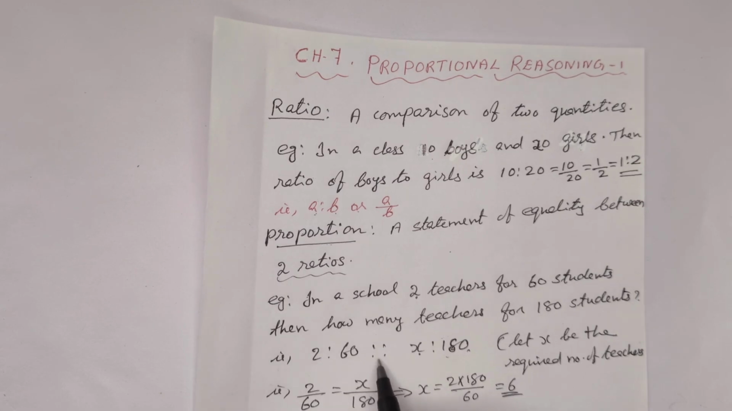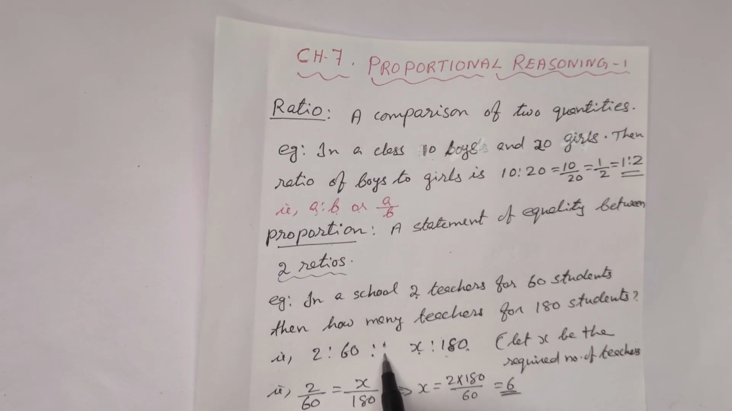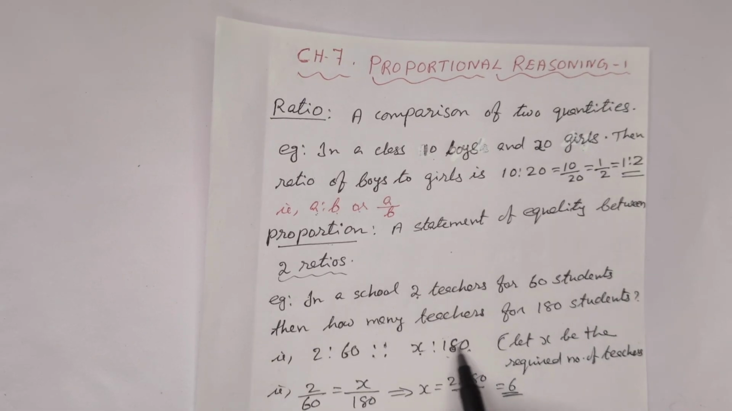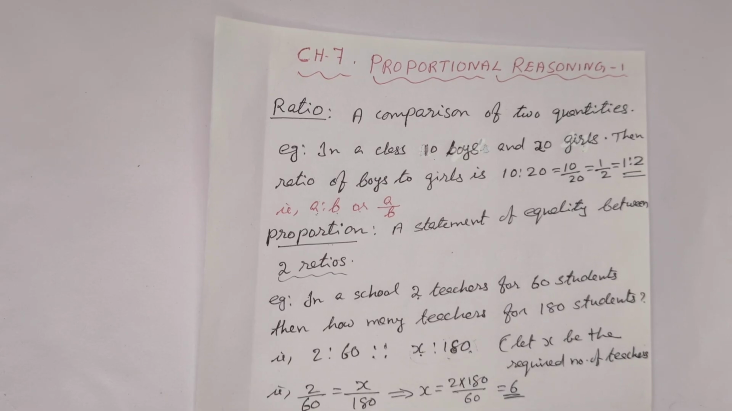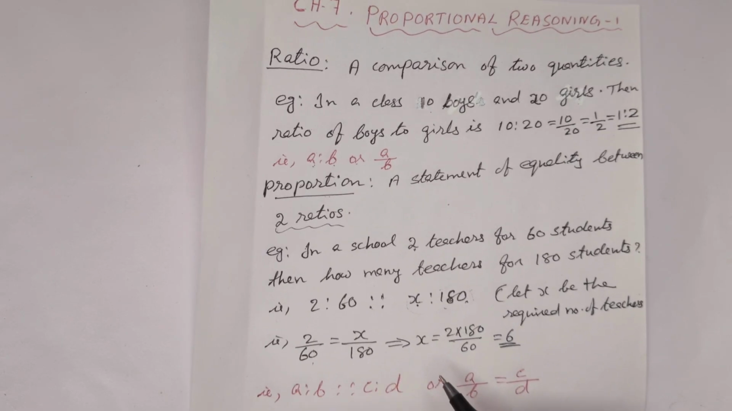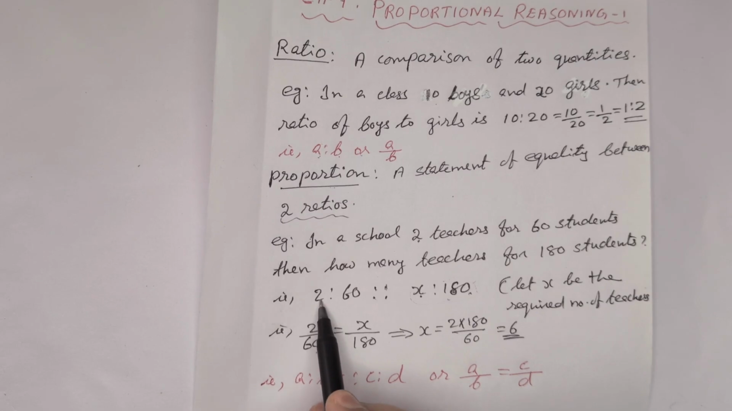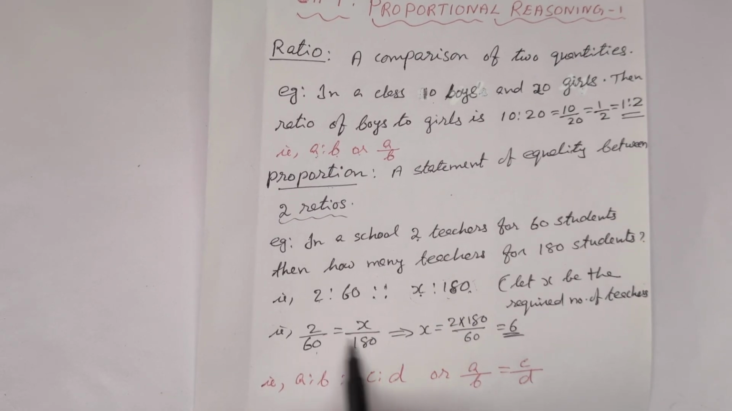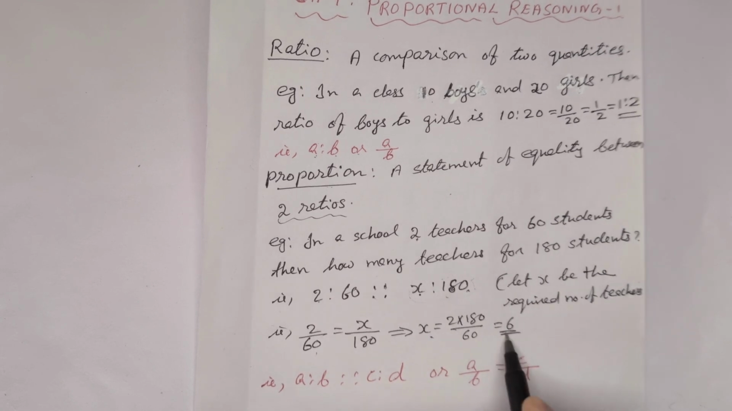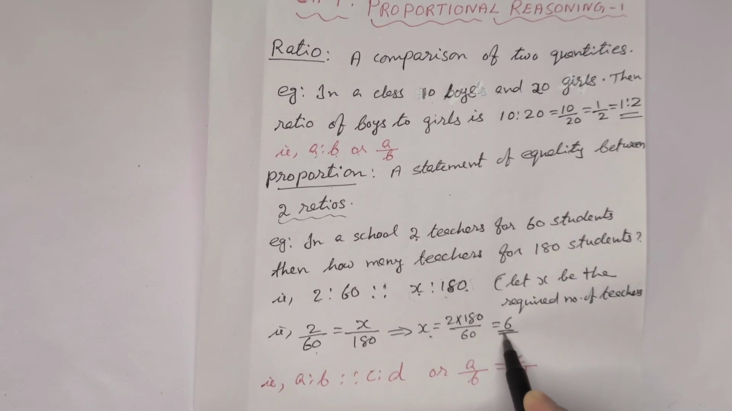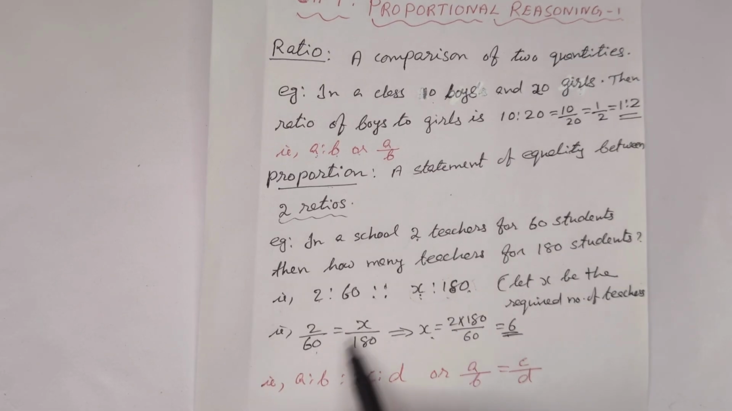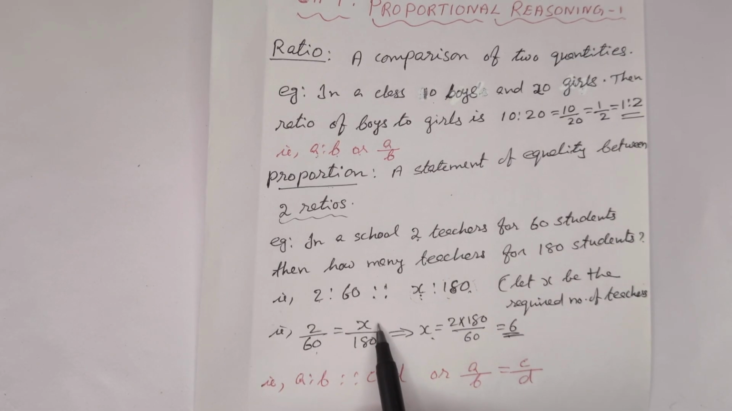Proportion means this is the proportion sign. Then we can write the first ratio in fraction form, 2 by 60, which is equal to the second ratio, x by 180. So here we are comparing two ratios, 2 by 60 and x by 180. When we cross multiply, we will get x is equal to 6. So when 3 values are given, we can find the fourth one by using this proportion, this equation.